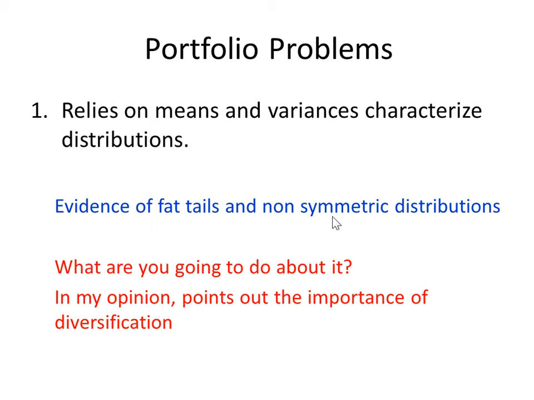To counter that somewhat, diversification, holding more assets in a variety of industries in a variety of ways where hopefully we get low correlations amongst those assets, will protect us somewhat from what happens when we have fat tails.